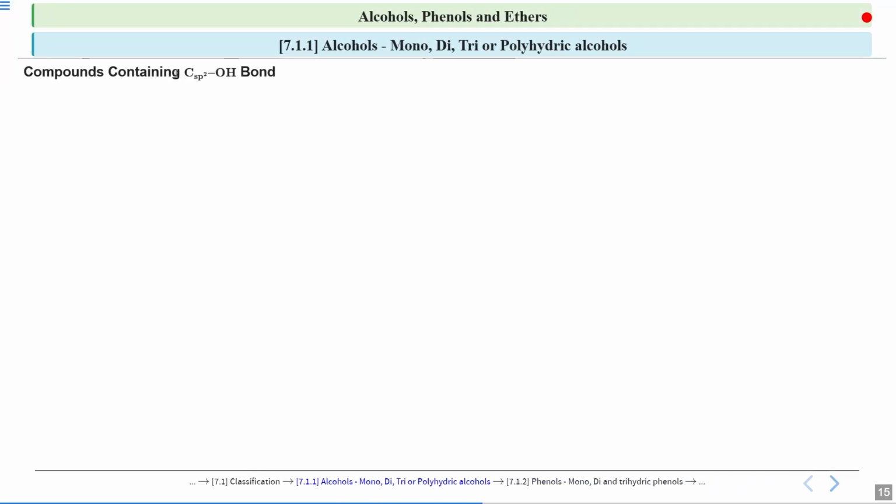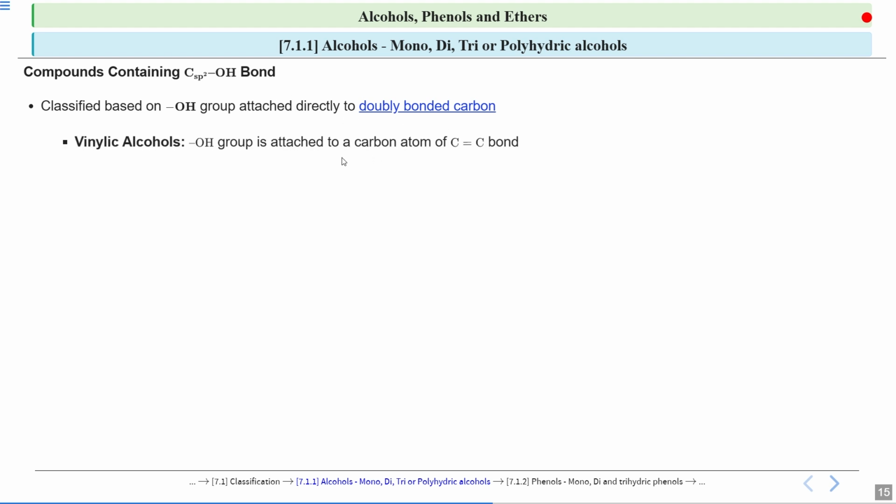Now let's see the compounds containing a carbon sp2 hybridized single bond OH bond. That means a carbon-hydroxyl bond, but the carbon is sp2 hybridized. They are classified by the hydroxyl group being attached directly to a doubly bonded carbon. First come vinylic alcohols, where the hydroxyl group is attached to a carbon atom of a C=C double bond, directly to the sp2 hybridized carbon atom of the double bond.